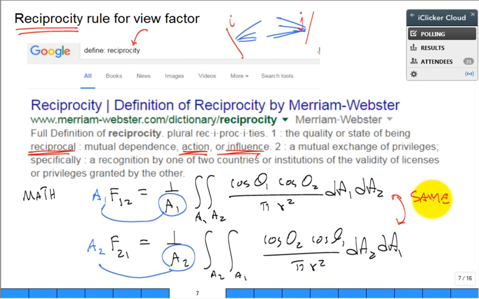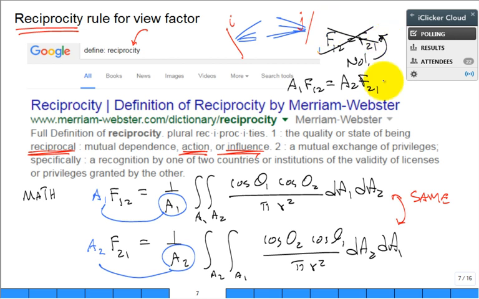So the reciprocity rule can be written as area 1, view factor 1 to 2 is equal to area 2, view factor 2 to 1. Does this mean the view factor 1 to 2 is equal to view factor 2 to 1? No. That's not true. But this is true. It's an area times a fraction that is equal. So A1 F1 to 2 is equal to A2 F2 to 1. Say it 10 times, it'll roll off your tongue easier next time. All right.